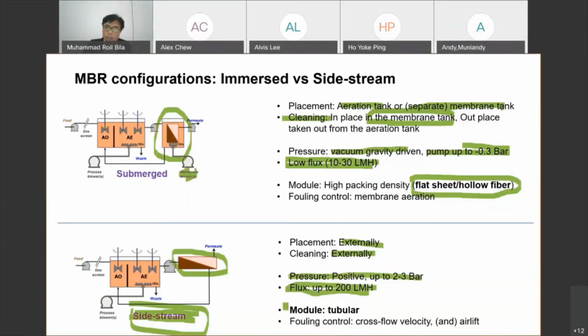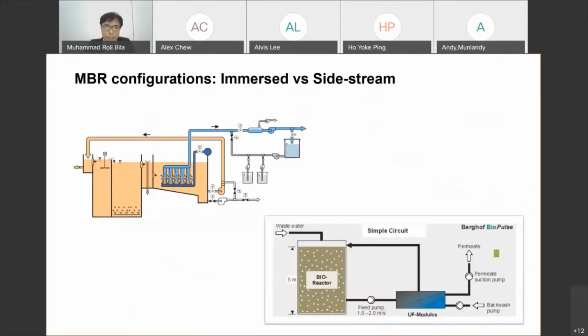Okay, and then to my best knowledge, so far only a tubular membrane is used in side stream configuration, and the fouling control is conducted through cross-flow velocity and using what we call air lift. I think if you are interested in fouling control, we have another talk later on. It should be okay. So these might be a better illustration of the membrane system.